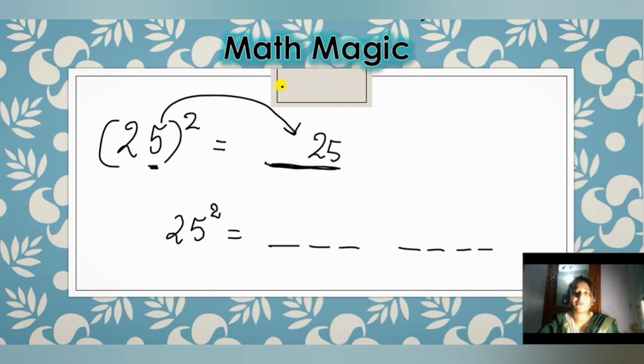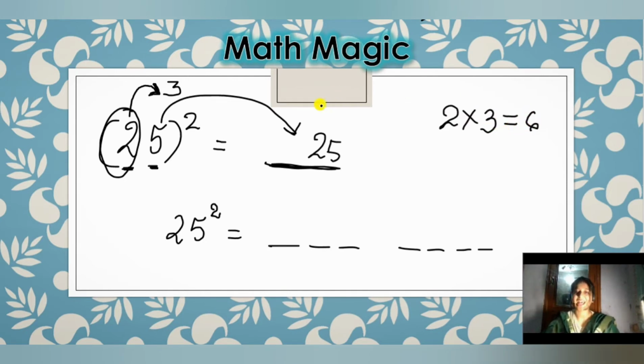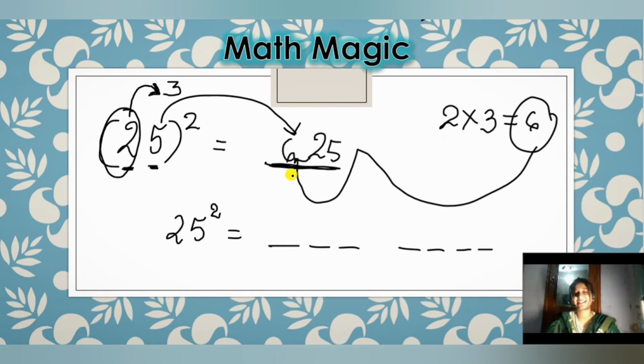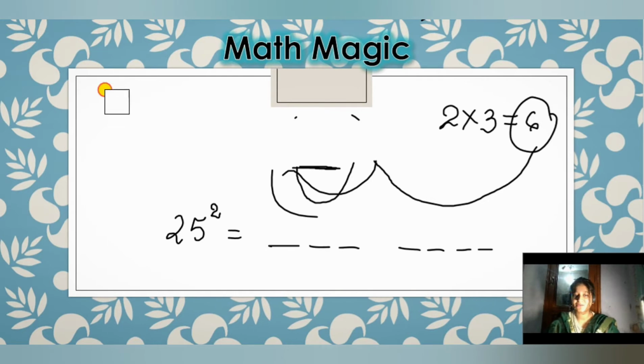Now for the rest of the answer, you have to move to the 2. You just need to go to its next number. What comes after 2? It's 3 only, right? Now, 2 into 3 gives you 6, and that 6 you write in the rest of the answer, that is 625. So this is how we can find the square of any such number in just a few seconds.